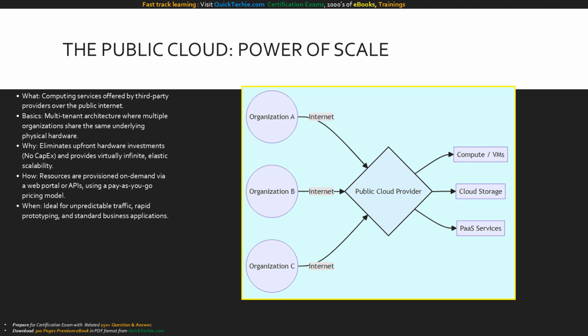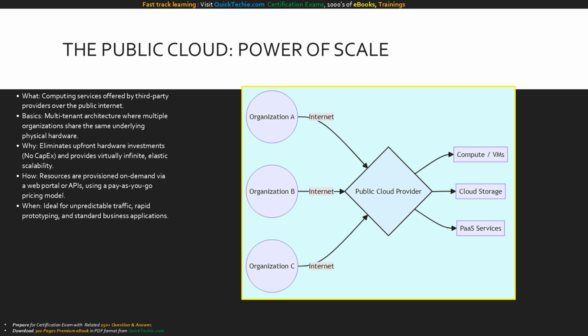When you hear public cloud, think of providers like Microsoft Azure. What exactly is it? It's a vast pool of computing resources delivered over the public internet. The basics of this model rely on multi-tenancy. Imagine an apartment building. You have your own secure, locked apartment, but you share the building's underlying foundation, plumbing, and electricity with others. That is multi-tenancy.